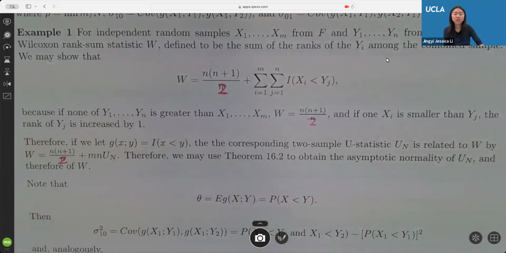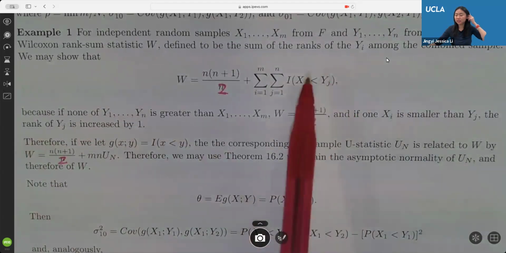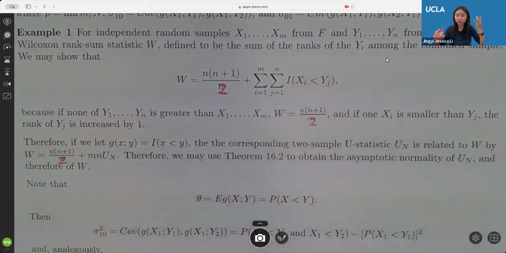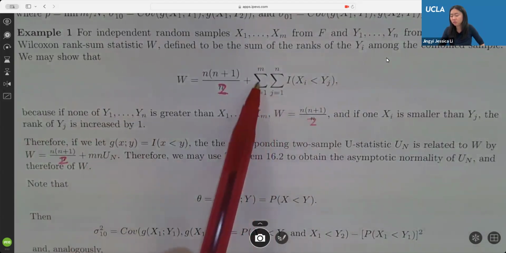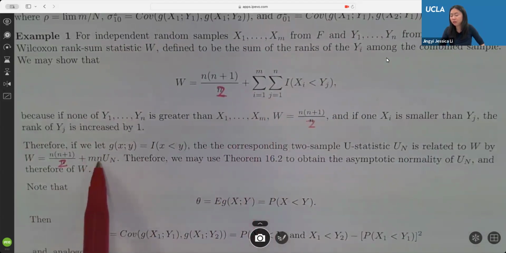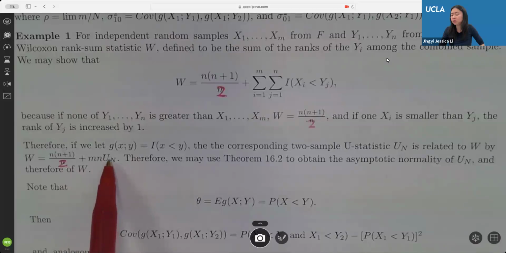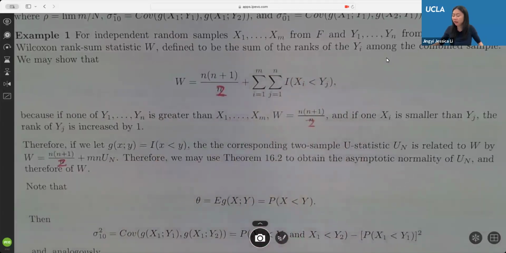Therefore, if we let g(x,y) be the indicator, because this is where we need a g function, the general notation in the U statistic, then the corresponding two sample U statistic is related to W by this, right? You have the m times n here. To get the U statistic, you need to divide this by m times n.